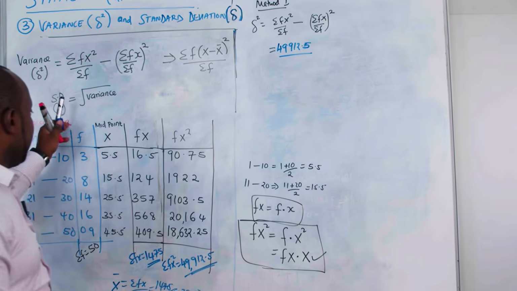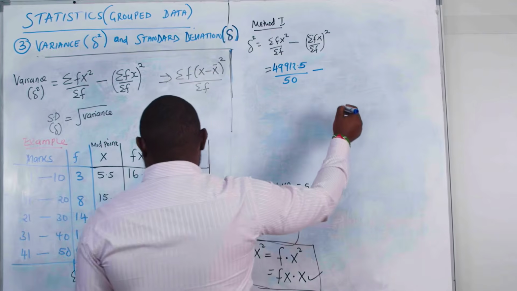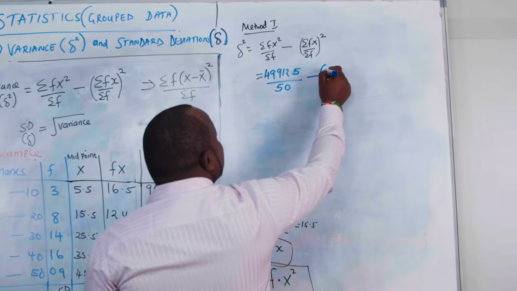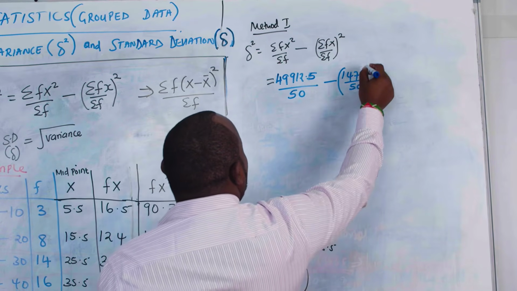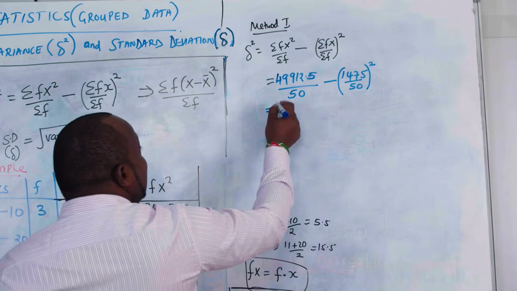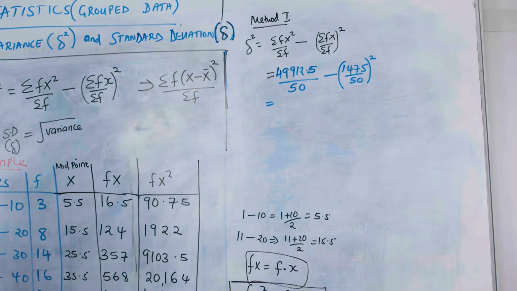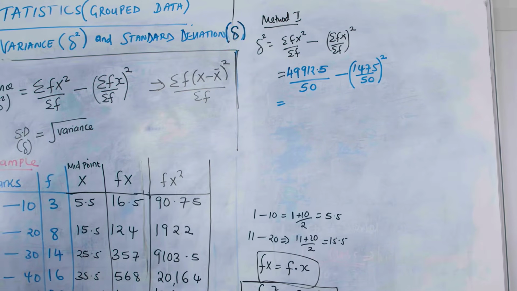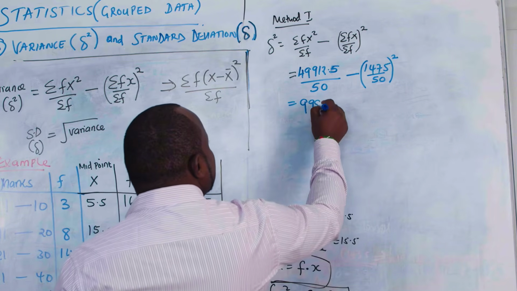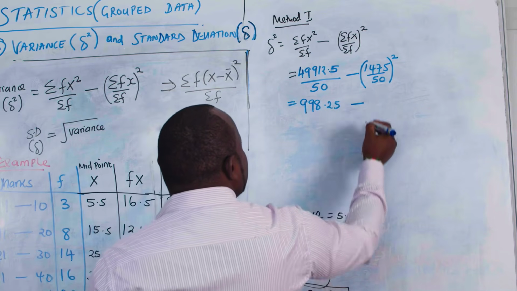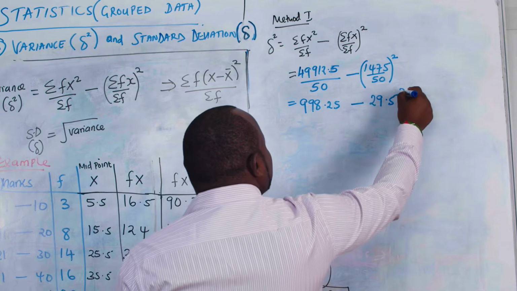All over the summation of f, we know the total frequency was 50. We had 50 students. Minus, this is like you are calculating the mean: 1475 all over 50. Whatever we get, we square. So when you get this one, we are going to get 49,912.5, which we divide by 50, and whatever we get is 998.25, minus this one. When you divide, you get 29.5, which was our mean squared.